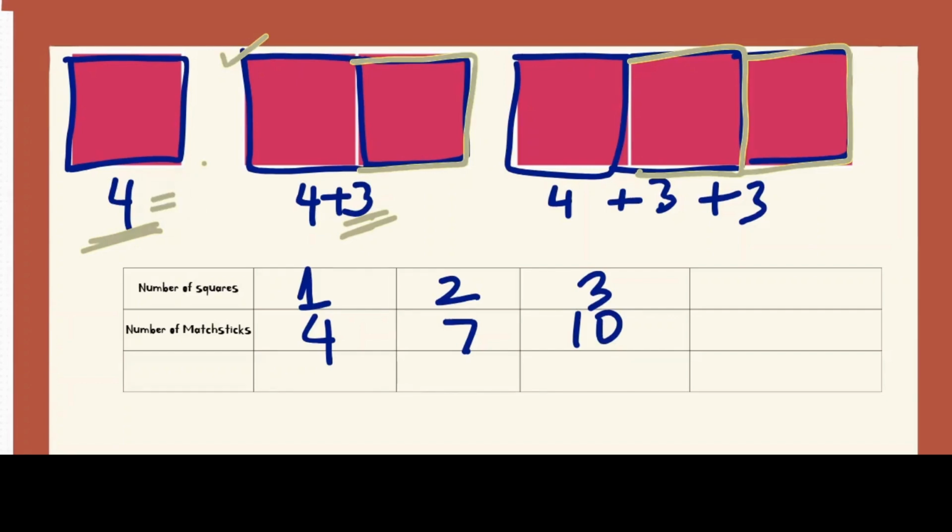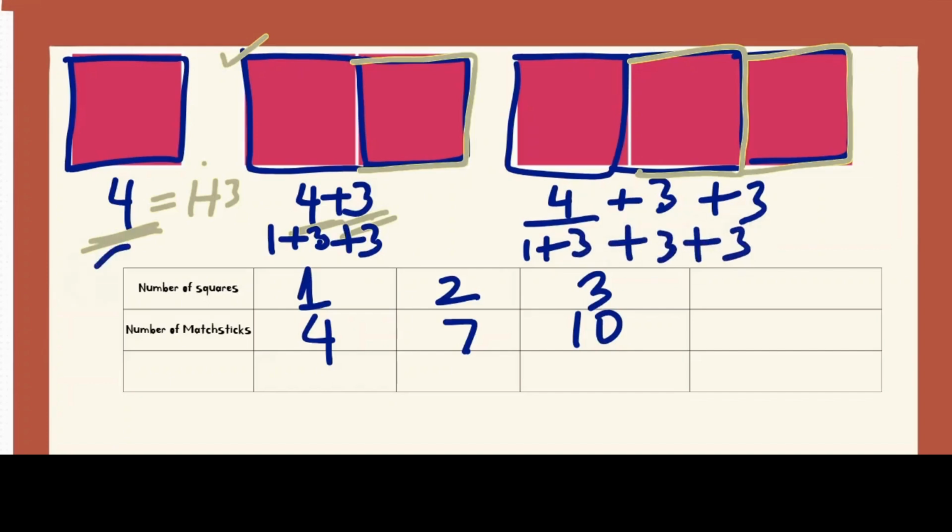So we will convert this 4 also in terms of 3. We will write it as 1 plus 3. Now I want you to replace this 4 with 1 plus 3 at every sequence. So we can write this as 1 plus 3, and this here as 1 plus 3 plus 3 plus 3. Now come back here and write down the sequence that you have written. So when we have one square, we used 1 plus 3 matchsticks.